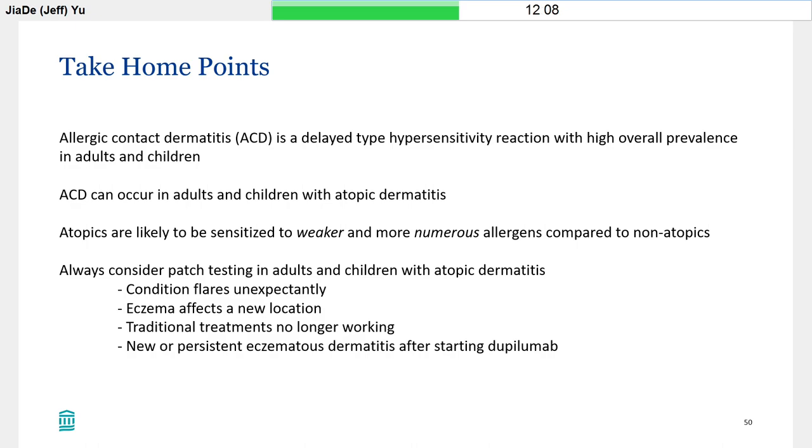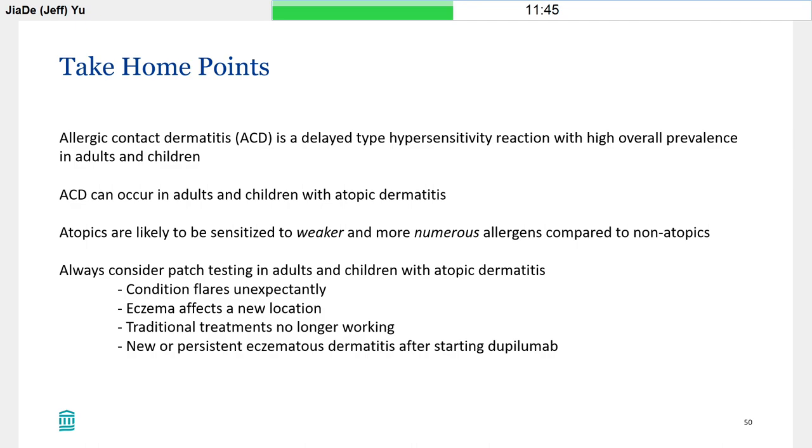We know that ACD can occur in adults as well as kids who have atopic dermatitis, and I think they occur at least at the same rate, if not potentially a little bit more, in people who have AD compared to those who don't. Atopics are likely to be sensitized to weaker as well as more numerous allergens compared to non-atopics, and I think that makes sense from both the skin barrier disruption perspective as well as the fact that patients who have atopic dermatitis just use more stuff, right?